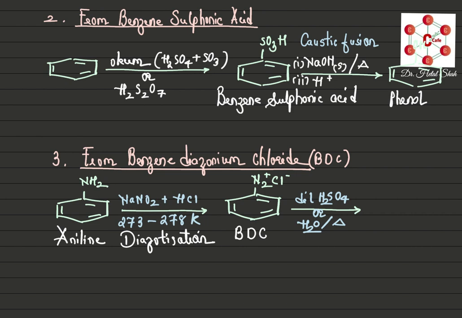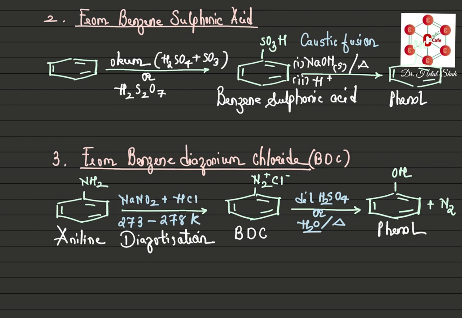So heat it a little. When the temperature reaches about 10 degrees Celsius, the reaction starts happening, and you will see effervescence of nitrogen gas coming out. So what you get is this plus N2. This is phenol. What you get here is phenol.